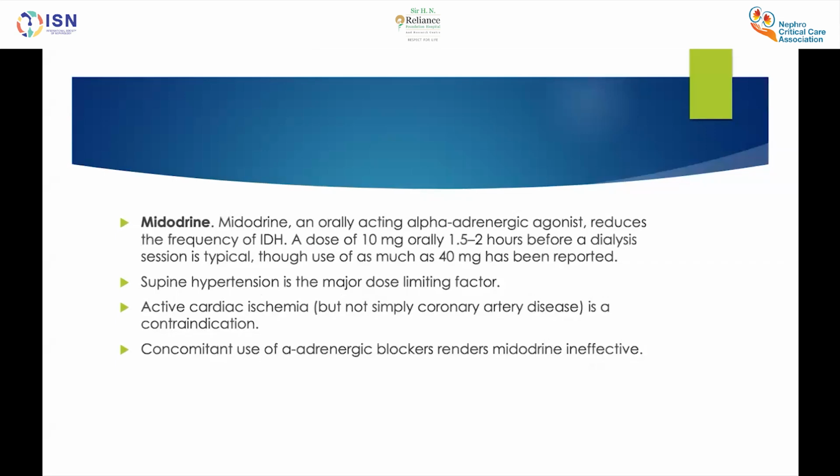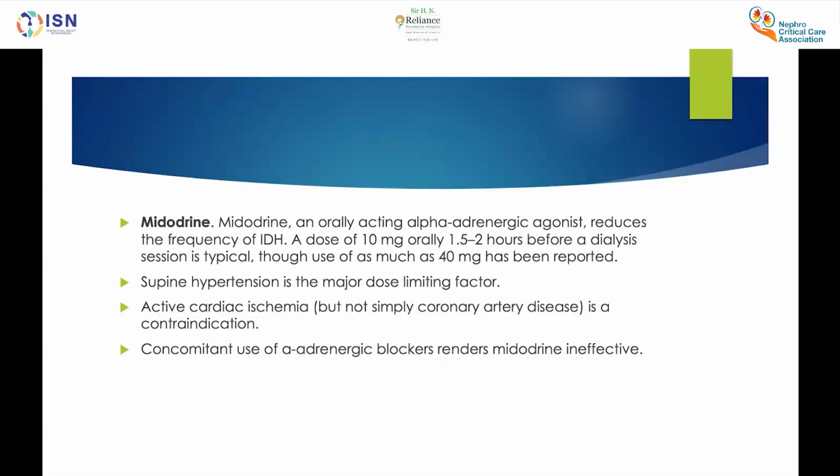Now, midodrine, which is an alpha adrenergic agonist, reduces the frequency of IDH. A dose of around 10 milligram, 1.5 to 2 hours before the dialysis session, is typical. We also use it frequently in our renal patients, and a maximum of around 40 milligram of midodrine has been reported. Now, supine hypertension is the major dose limiting factor.